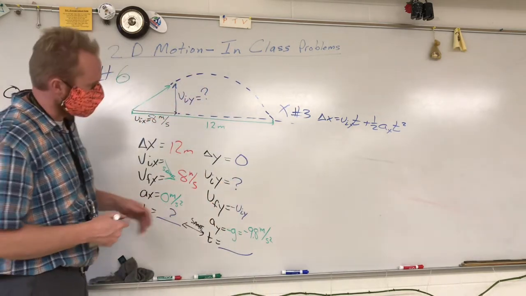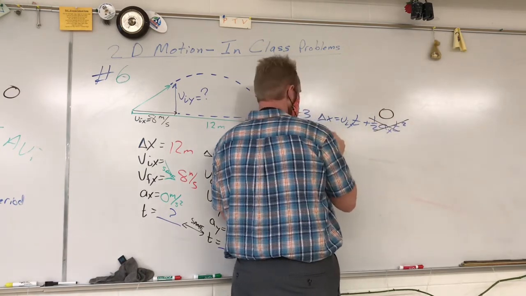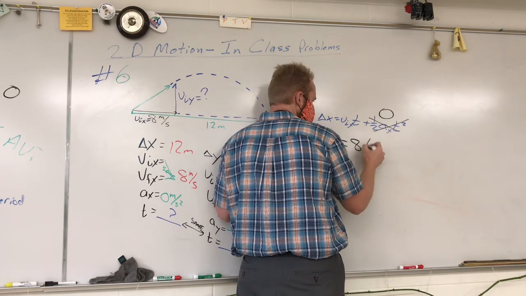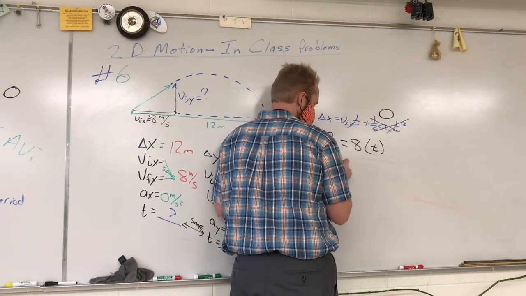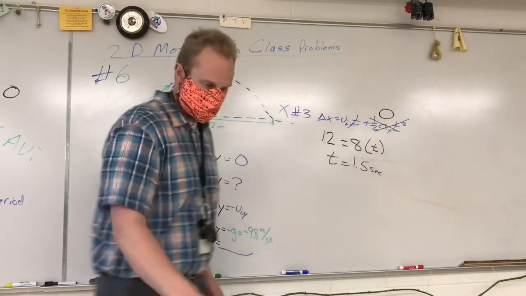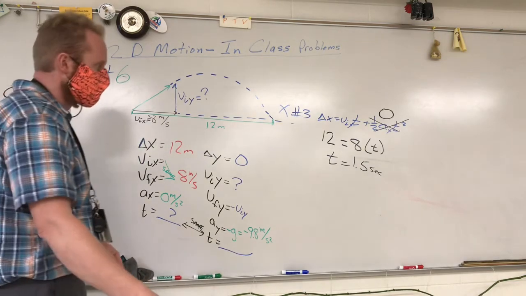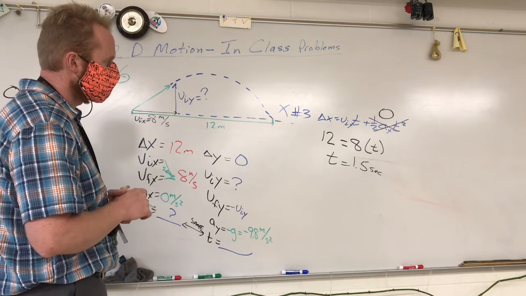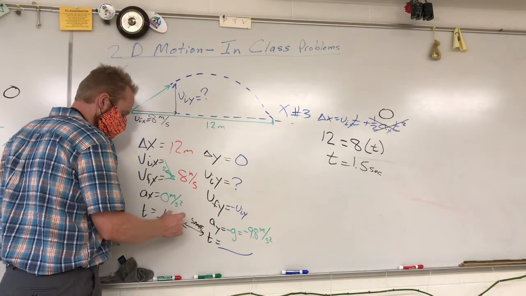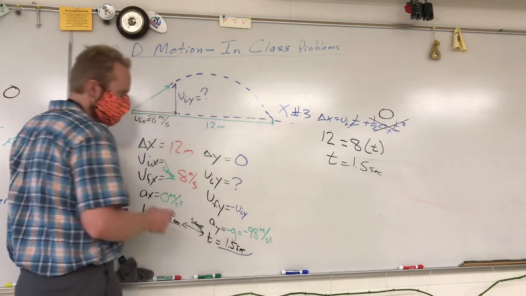Because my AX is 0, that whole back term cancels out. 12 is equal to 8 times t. T, I'm pretty sure 12 divided by 8, you can check it, is 1.5. But 12 divided by 8, okay, good, 1.5. So because we now know this is 1.5, we also know that this is 1.5.